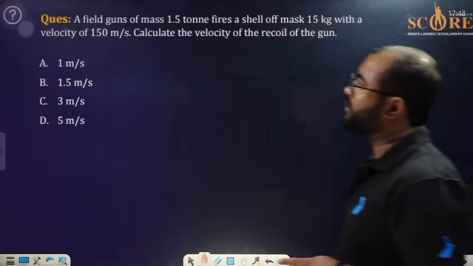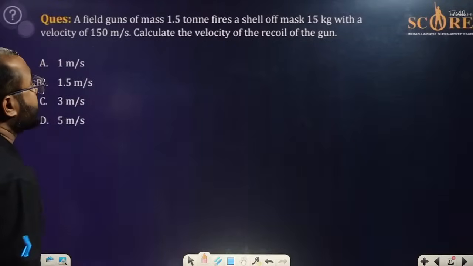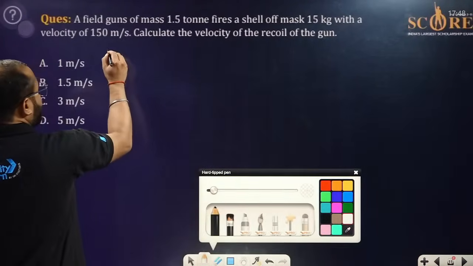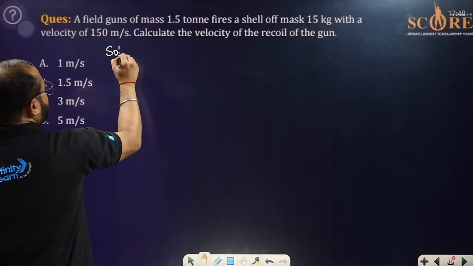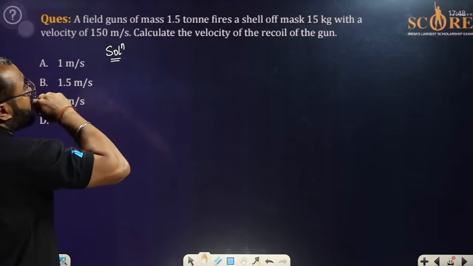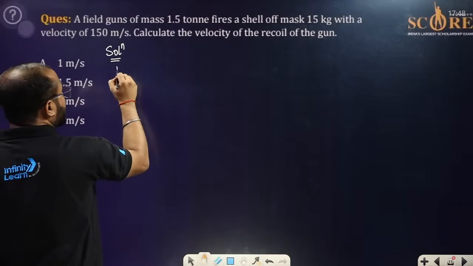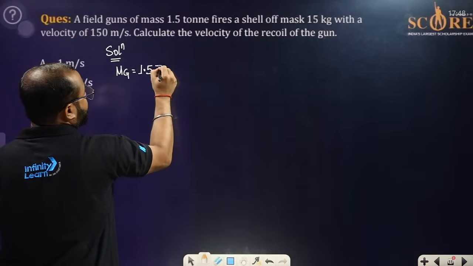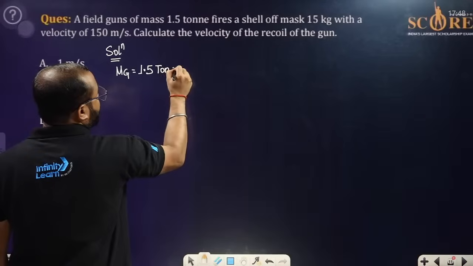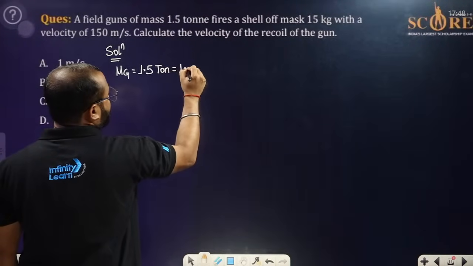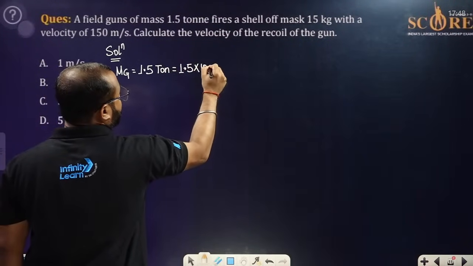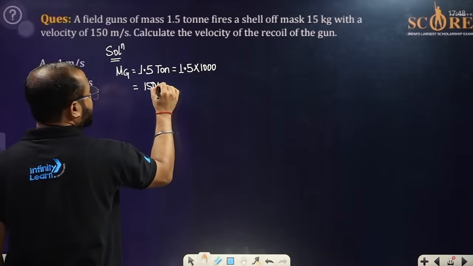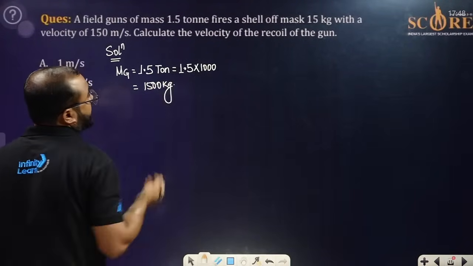Now, how to solve this particular question? It has been said a field gun, there is a gun of mass. So let us solve this, everyone. If we talk about the solution, people, a field gun of mass 1.5 ton. So the mass of the gun that is given is 1.5 ton, which, as you all know, is 1.5 multiplied by 1000, so it can be written as 1500 kg. So we have found out the mass of the gun.